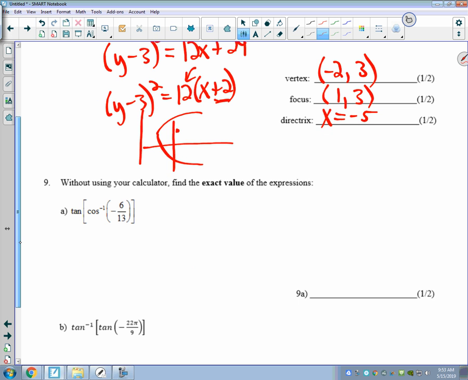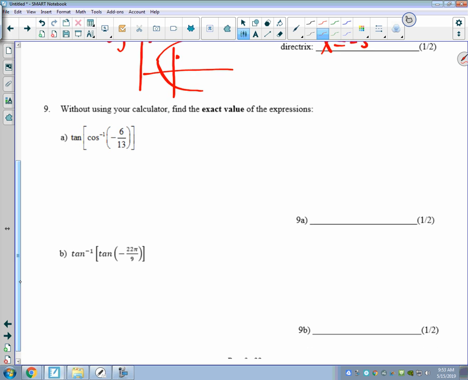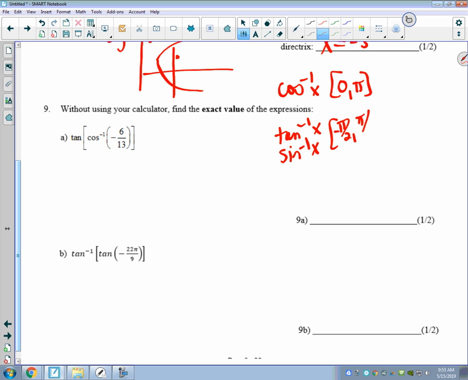Okay, number 9 is inverse trig. And so the big thing to remember about this is your restriction. So remember that inverse cosine is restricted from 0 to pi, and both inverse tangent and inverse sine are restricted from negative pi halves to pi halves, because in order to have an inverse, it has to be 1 to 1, because you can't have the x's repeat. So when you flip them around, you can't have the y's repeat.